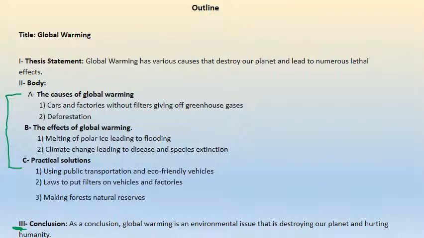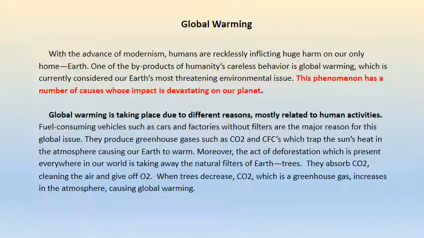You write the word conclusion, 2 points, and just in this part, since it's a topic outline, just rephrase your thesis. As a conclusion, global warming is an environmental issue that is destroying our planet and hurting humanity. Okay, this is how a topic outline should look like.